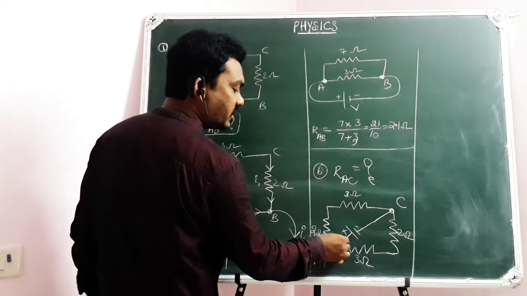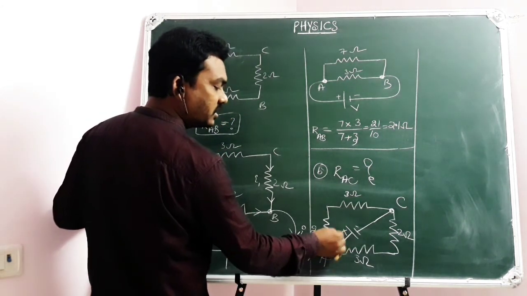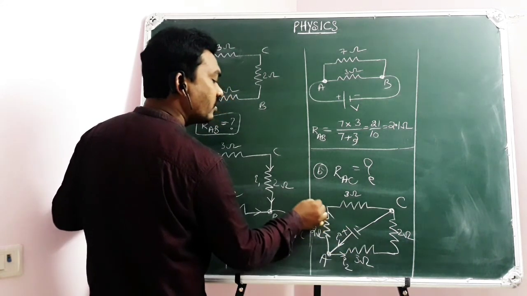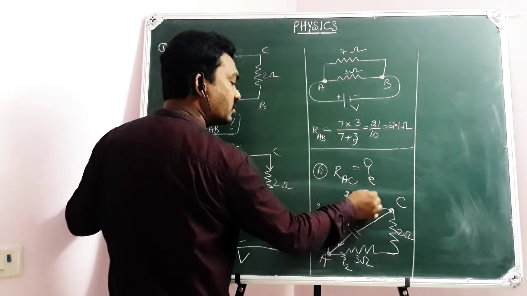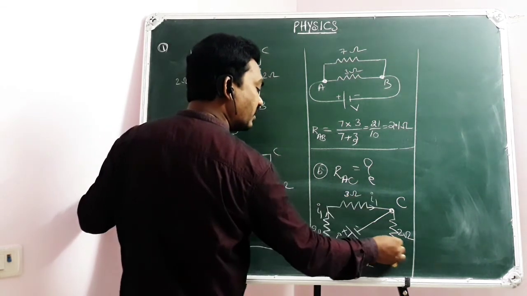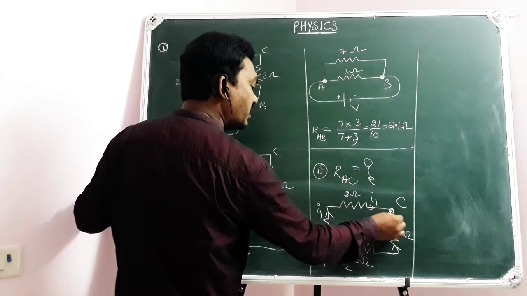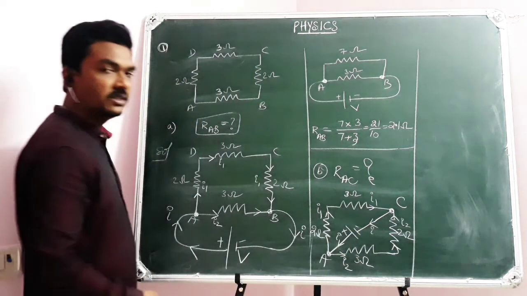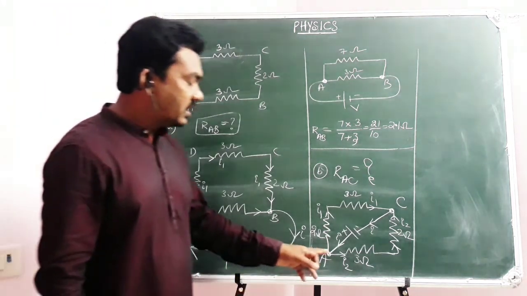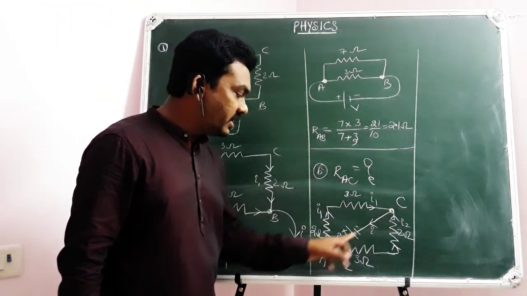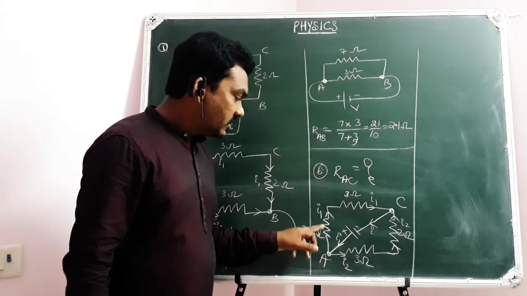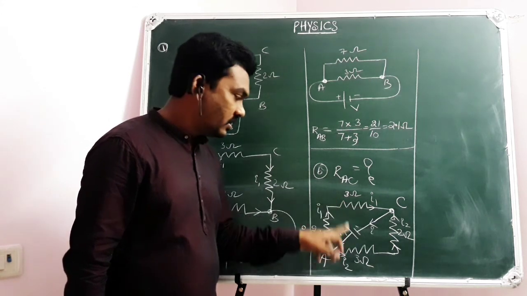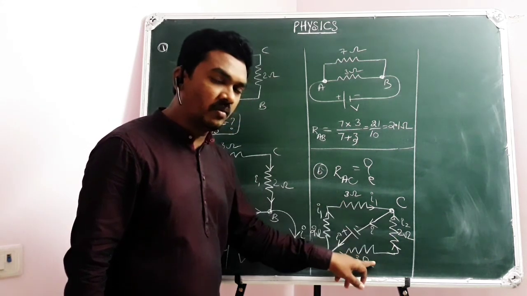Then when current I is drawn from this, at A, I divides as I1 and I2. So the same I1 will travel through this 3 ohm, the same I2 will travel through this 2 ohm, they will join here and will come out as I again. Means, while calculating equivalent resistance between AC, these 2 ohm and 3 ohm are in series because the same current is traveling through them. This 3 ohm and this 2 ohm are in series.